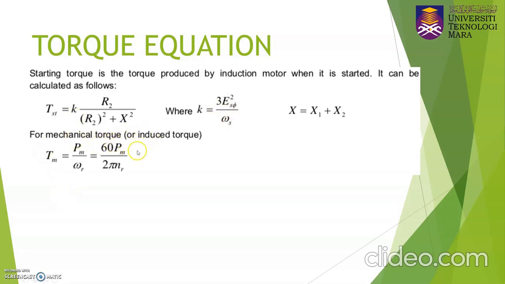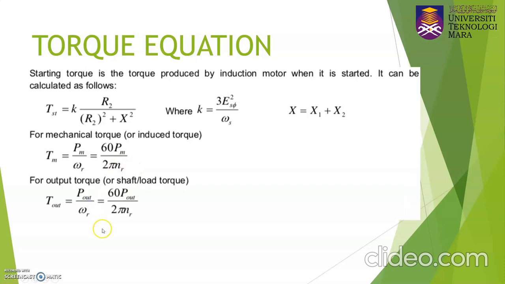And then next, the mechanical torque, which we can also call the induced torque. The mechanical torque we measure at the rotor side. So the mechanical torque will be equal to P mechanical divided by omega R. Here you have omega S because it happens at the stator side, and here you have omega R because it happens at the rotor side. Or you can also rewrite it as 60 multiplied with the mechanical power, divided by 2 pi NR, where NR is the rotor speed.